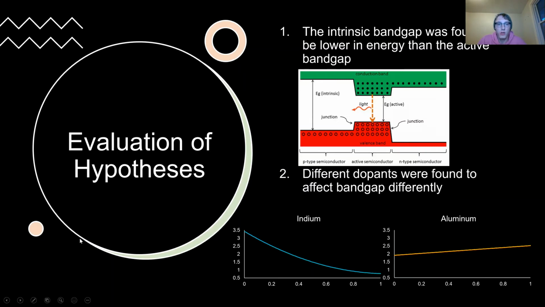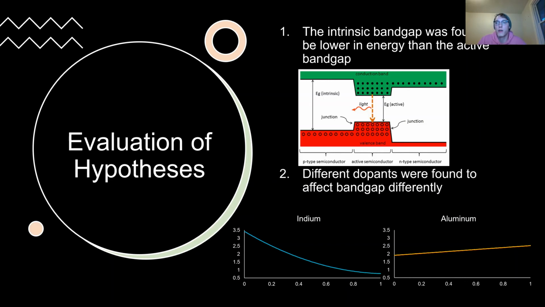Okay, so some evaluation of our hypotheses. Our first hypothesis is shown to be confirmed, as the intrinsic band gap was found to be higher in energy than the active band gap. Again, this makes sense. If we look at this diagram, we can see that we have an active band gap between the valence and conduction band, and an intrinsic band gap further out here. The idea is that we want conduction to occur in the active region and not in the non-active region. So if we want transitions to occur in the active region and not in the intrinsic region, we would make the energy gap in the active region smaller than the intrinsic region. And that's exactly what we see.